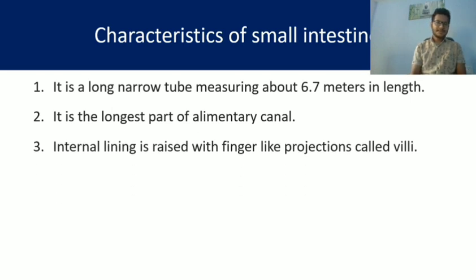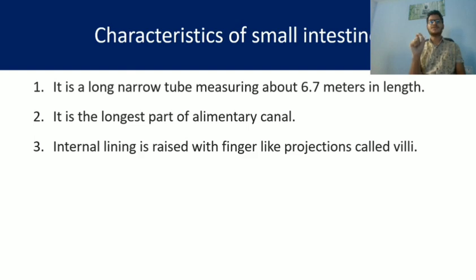Next one. The internal lining is raised with finger-like projections called villi. So the internal lining of this small intestine is extended inward, forming finger-like projections, which are called villi. Why are these villi there? In order to increase the surface for absorption of digested food substances.